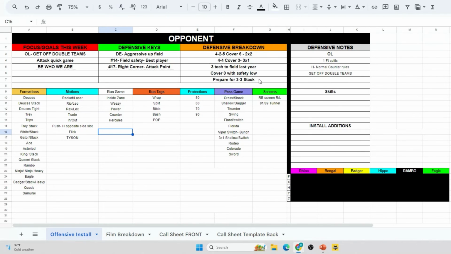It's something we saw earlier in the year. So this is something that we can throw in as well, just to make sure that we're prepared and not sitting there saying, oh, they haven't ran 3-3 stack all year. But we want to be able to throw a couple plays in inside run, throw a couple plays in team, just so we're prepared for the worst.